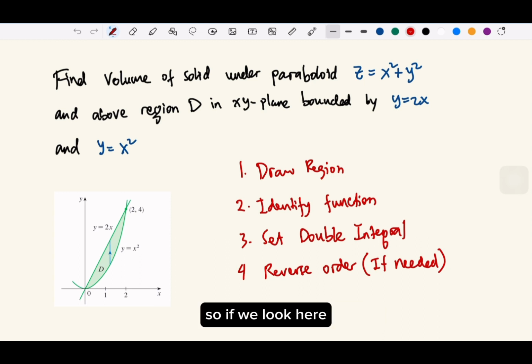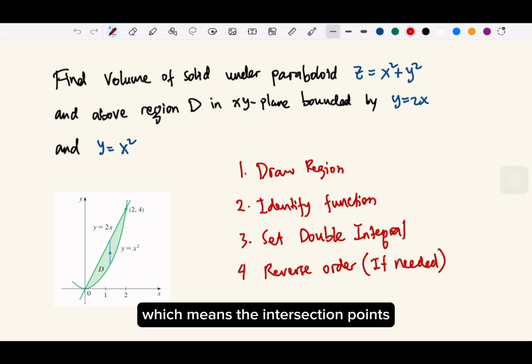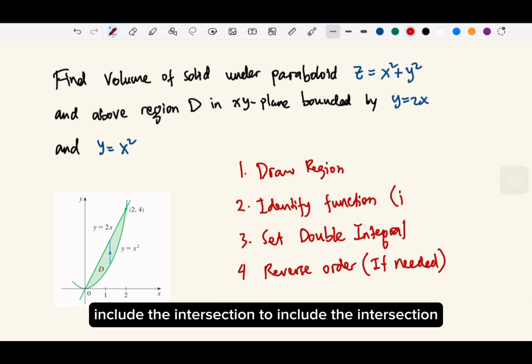Okay? So if we look here, this is y equal to x, this is y equal to x squared, and first, usually we need to find these 2 points, which means the intersection points. So draw the region and then identify the functions, include the intersection. Okay, include the intersection.